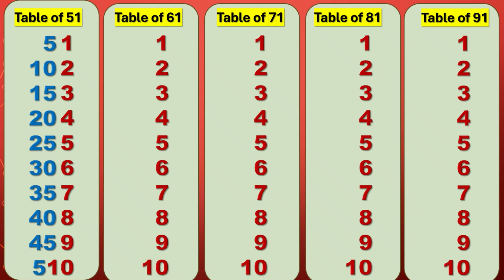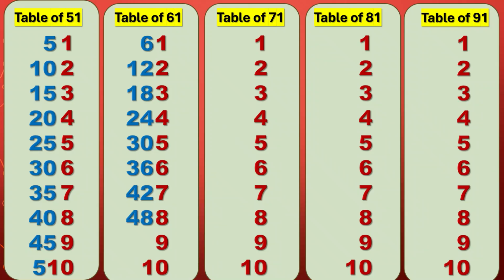For the table of 61, write the table of 6 before the table of 1. 6 ones are 6, 6 twos are 12, 6 threes are 18, 6 fours are 24, 6 fives are 30, 6 sixes are 36, 6 sevens are 42, 6 eights are 48, 6 nines are 54. In the last, write 6.